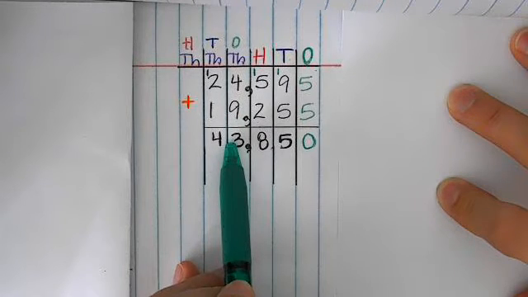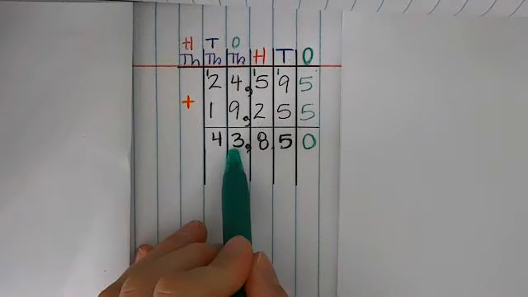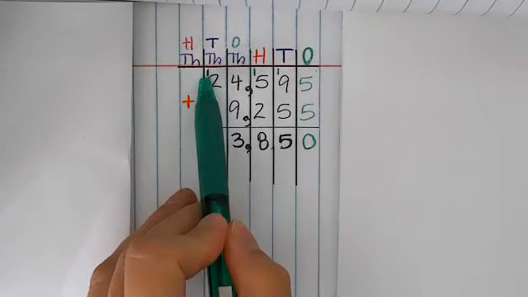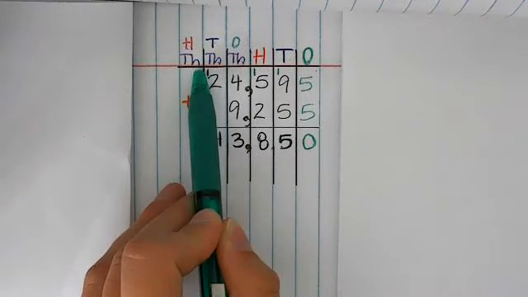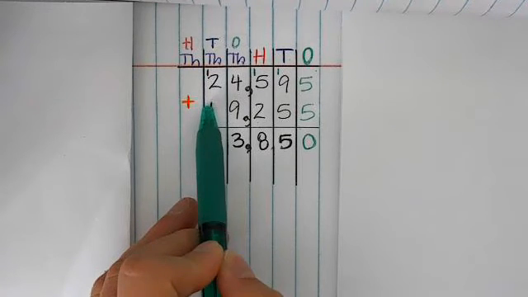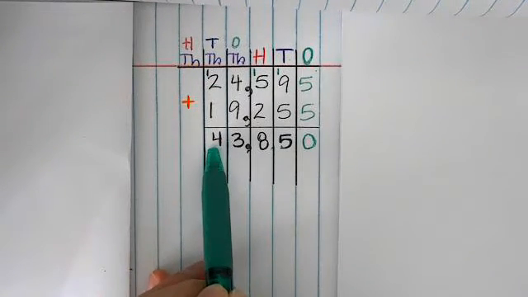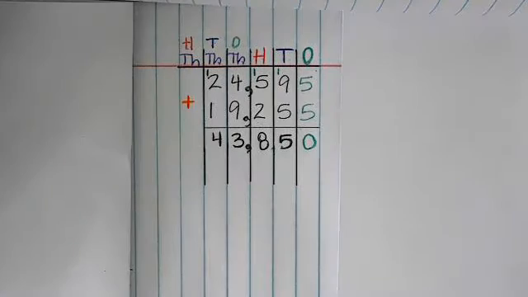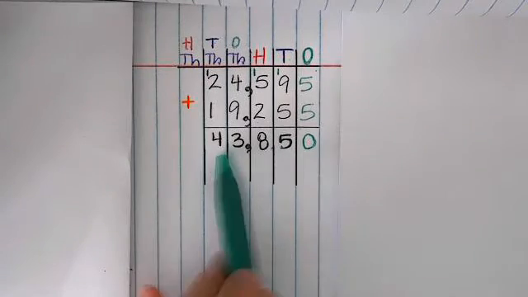So I go ahead and I add 4 plus 9, and that is 13. I put the 3 here and I regroup the 1 in the 10,000s place up here. So 1 plus 1 is 2, and 2 plus 2 is 4. I have 40,000. So your answer is 43,850, and I worked from the smallest place value all the way to the left.